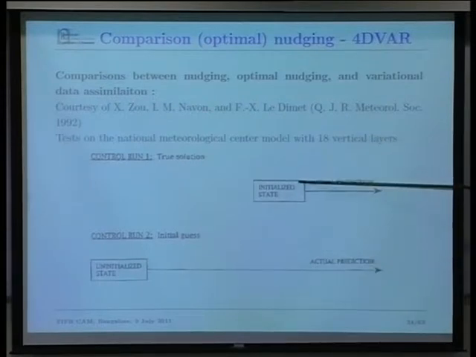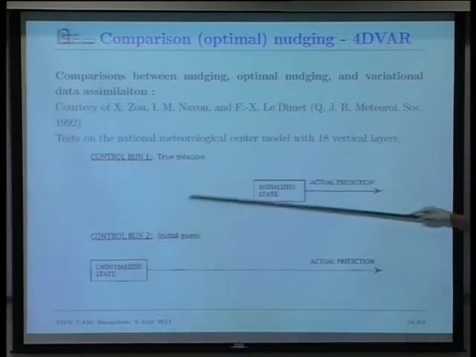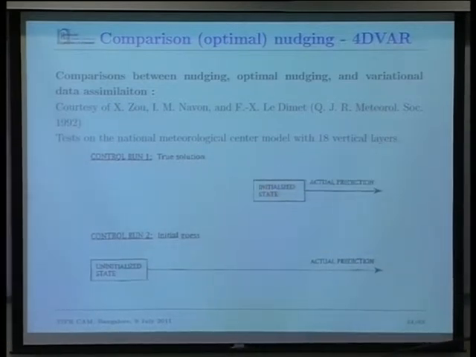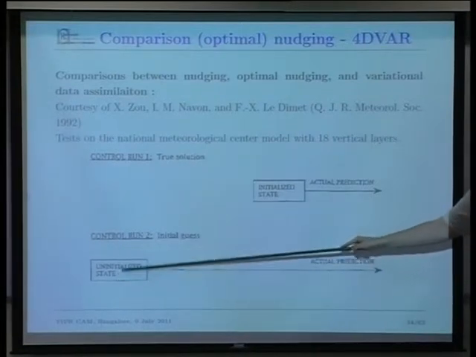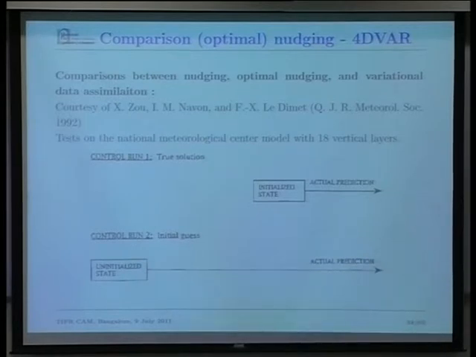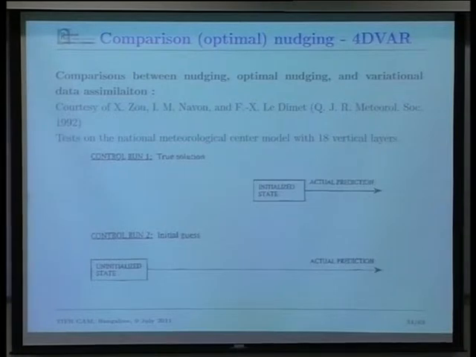First, you have the true solution. So you have some state. The assimilation window is between here and here. So you assume that you have your true solution, and then from here you can make the true prediction. Then you can start from the initial guess, which is not the true solution, and simply integrate the model over the assimilation window and then for prediction without data assimilation.